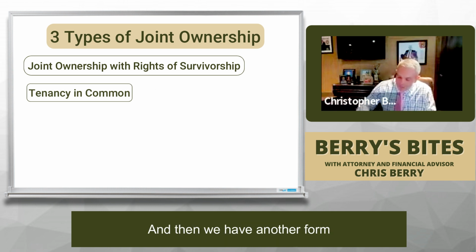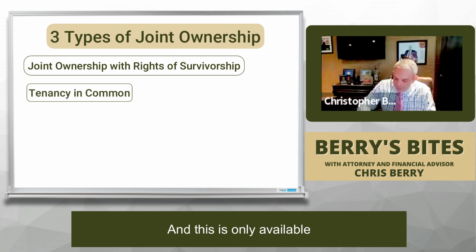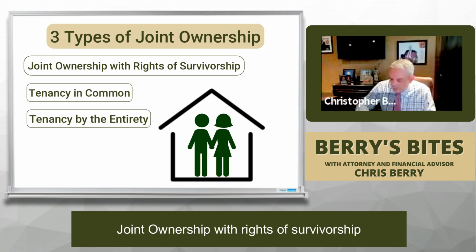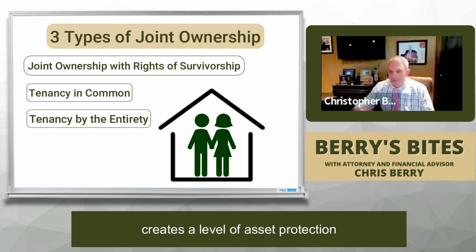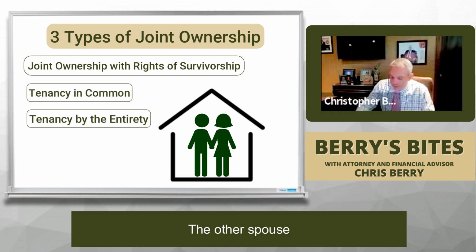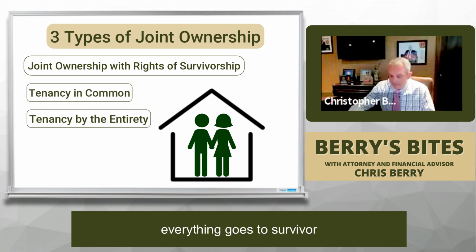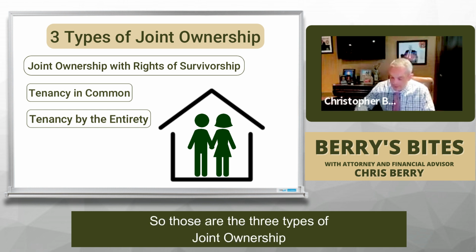And then we have another form of joint ownership, and this is only available to married couples. And this is called tenancy by the entirety. And basically this is the same thing as joint ownership with right of survivorship. It's just available only to a married couple. And the nice thing about this is that it creates a level of asset protection. So if one of the spouses were sued, the other spouse wouldn't have to lose that property. And then it works the same as joint ownership with right of survivorship, where if one spouse passes, everything goes to the survivor. So those are the three types of joint ownership.